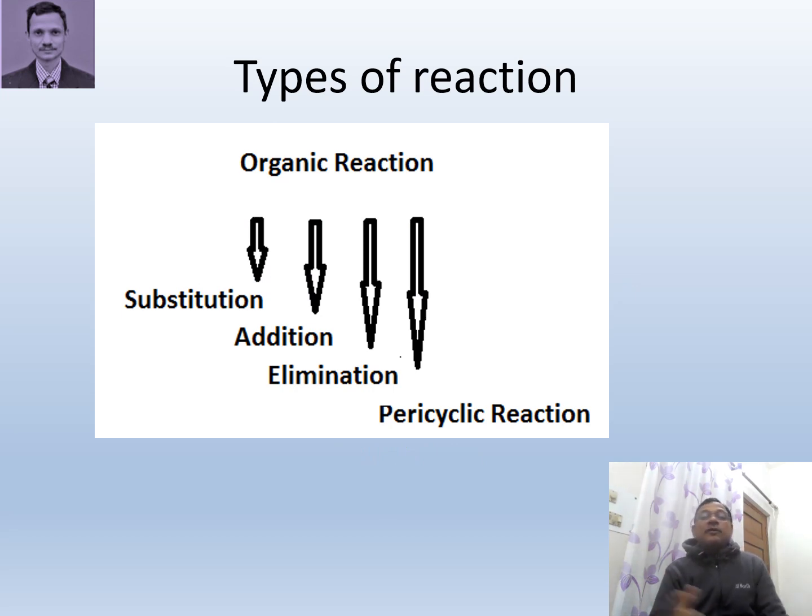If you go to any organic chemistry book, you will find numerous name reactions. But believe me, all these name reactions one can classify into four categories. One is substitution reactions, second is addition reaction, third is elimination, and fourth one is pericyclic reaction. So all these reactions are based on these four types of reactions.